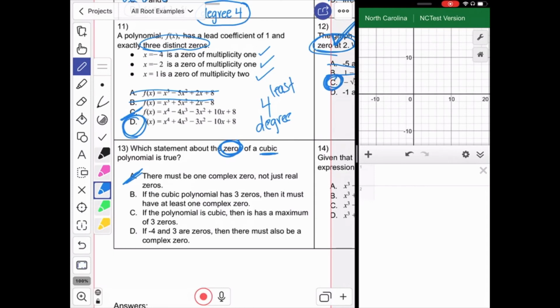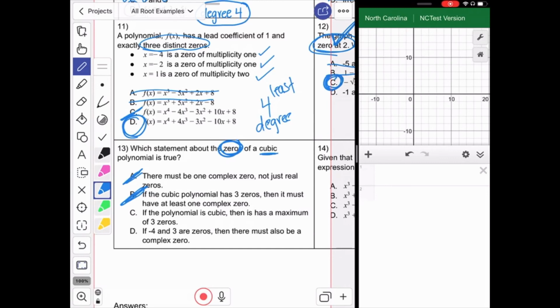B, if it is a cubic polynomial and it has 3 zeros, then it must have at least one complex. Well, it can't have at least one complex because complex comes in sets. Imaginary numbers come in sets, so I would have to have at least 2. That doesn't work. And like I said, I don't have to have complex at all. I could have just real. I could have one real and two complex, so that doesn't work.